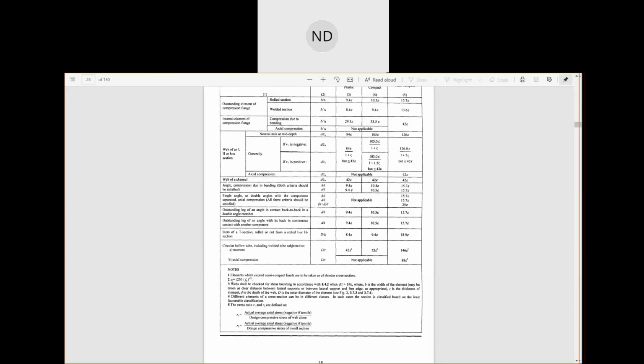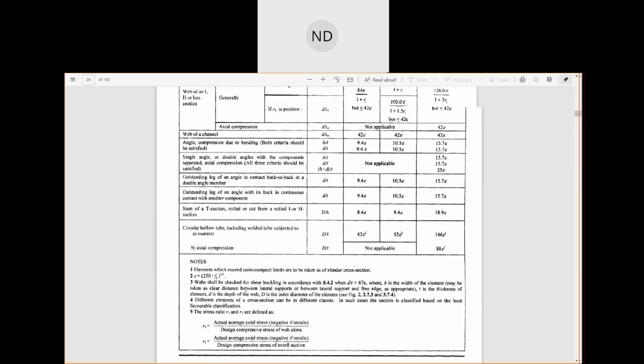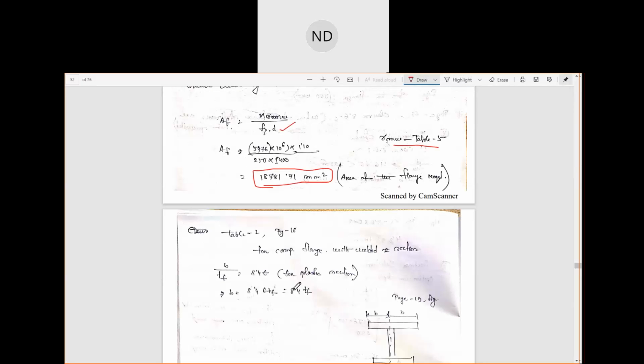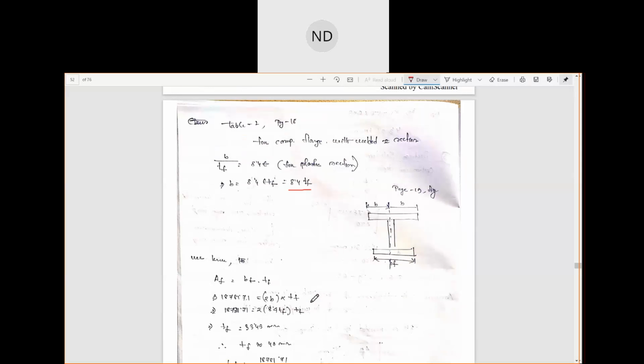Here, if you see the epsilon value, epsilon value is how much? This one, root over 250 by Fy, and we know our Fy is 250, so it becomes 1, right? So here it is 1, and 8.4 TF remains. Now, area of the flange, if we see this flange, is this width of the flange into the thickness of the flange. So the area of the flange, the required area, we know it is 18781.